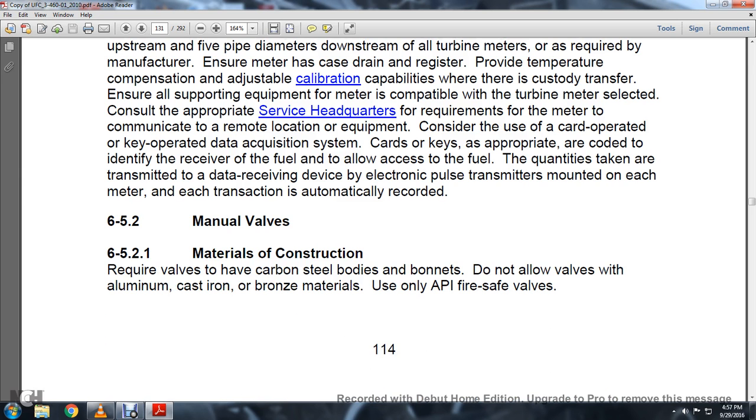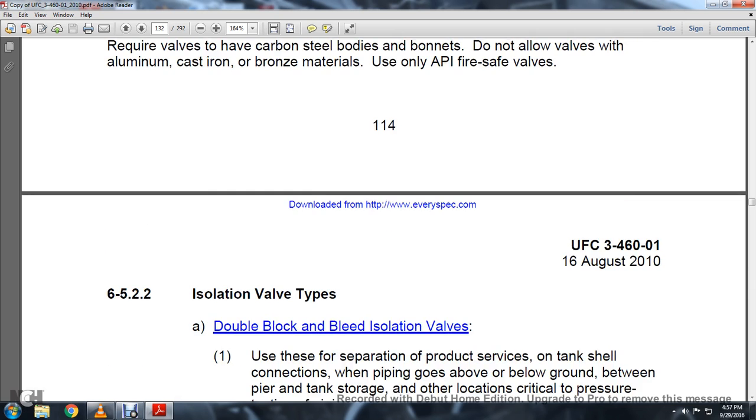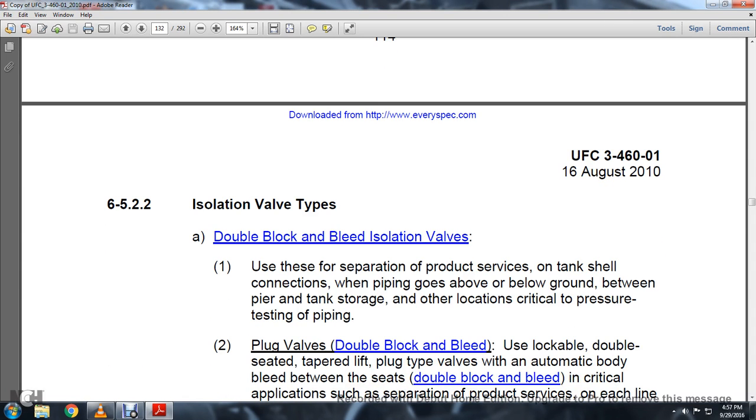6.5.2 Manual valve materials of construction. Require valves to have carbon steel body and bonnets. Do not allow valves with aluminum, cast iron, or bronze materials to be used as API fire safe valves. 6.5.2 Isolation valve. Double block and bleed isolation valves.